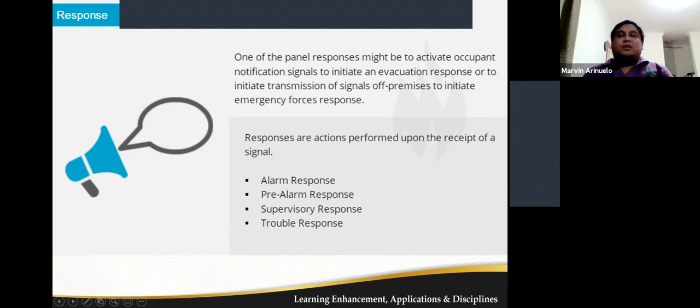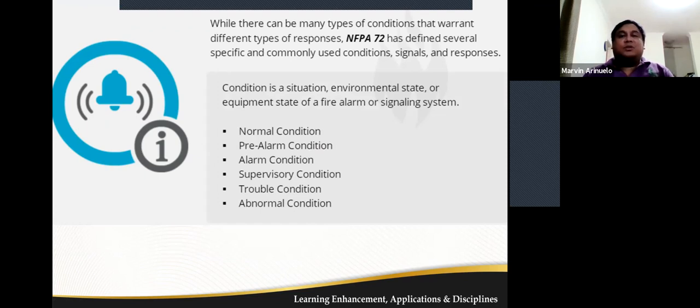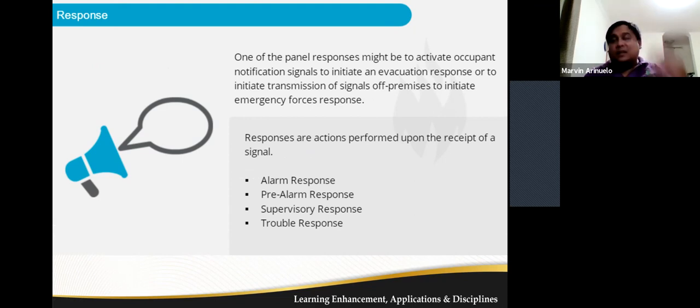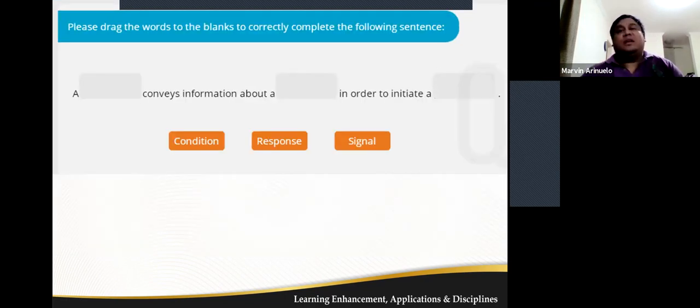Now that we have discussed the signal and condition, now the response. The response might be to activate the occupant notification signal, to initiate evacuation, or to initiate transmission of a signal off premises to the authority or, let's say, civil defense or firefighters. And responses are performed upon receipt of a signal: alarm, pre-alarm, supervisory, or trouble. Normally for us, we will just call for an off-premises signal if there is a stage 2 alarm, making sure that it is not a fault.